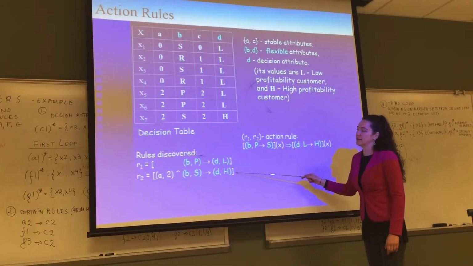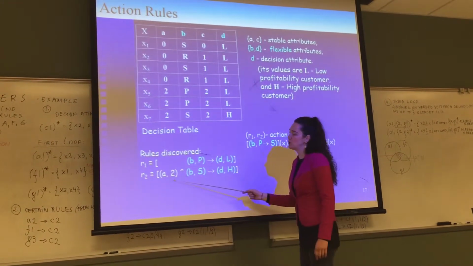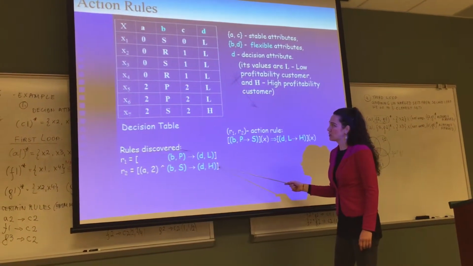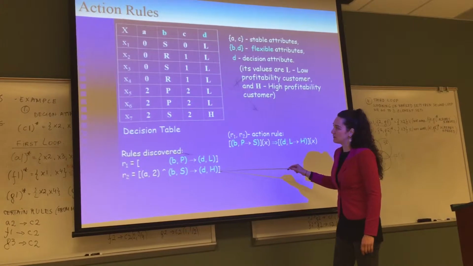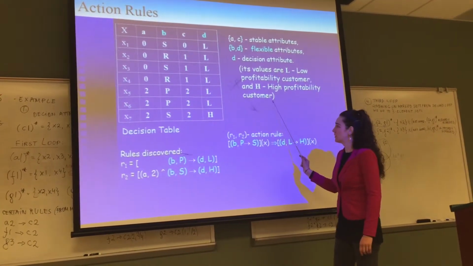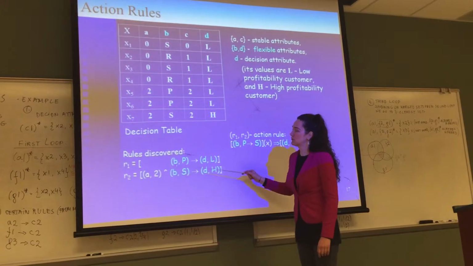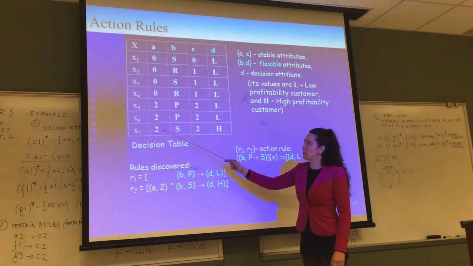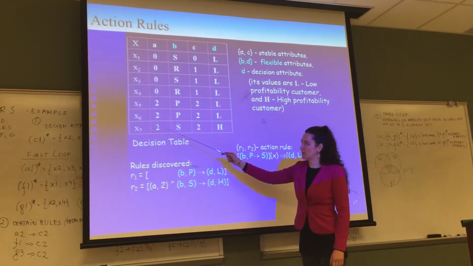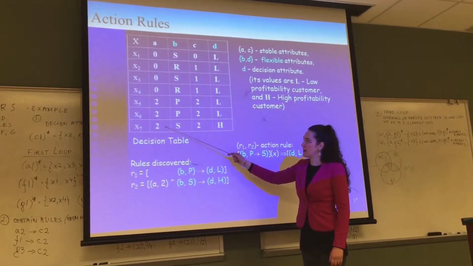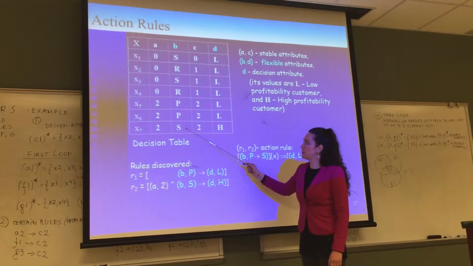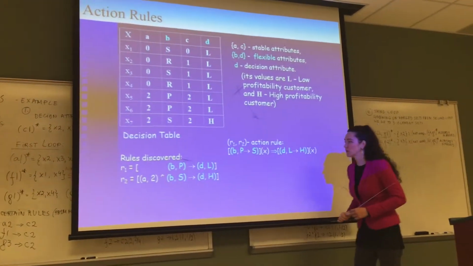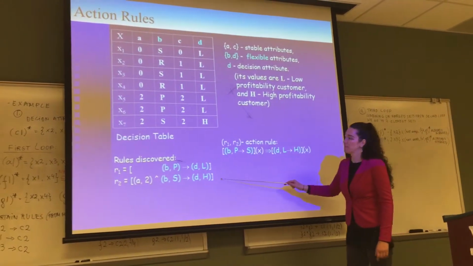The next rule says if we have A equal to 2 and B equal to S, then D is H. Decision is high profitability customer. So this rule is supported by this object X7. The object X7 has A equal to 2, B equal to S, and the decision is H, high. So we can use these two rules by looking at them.